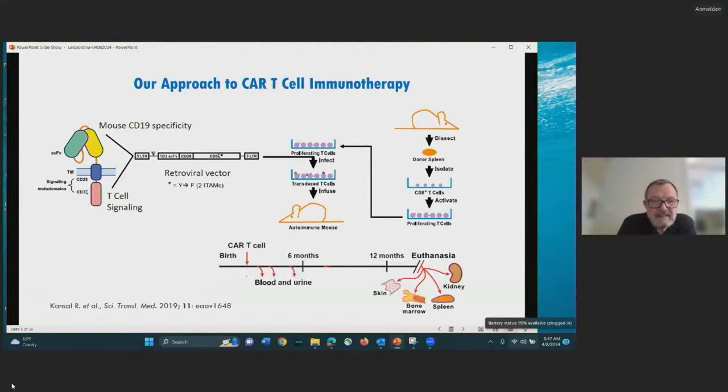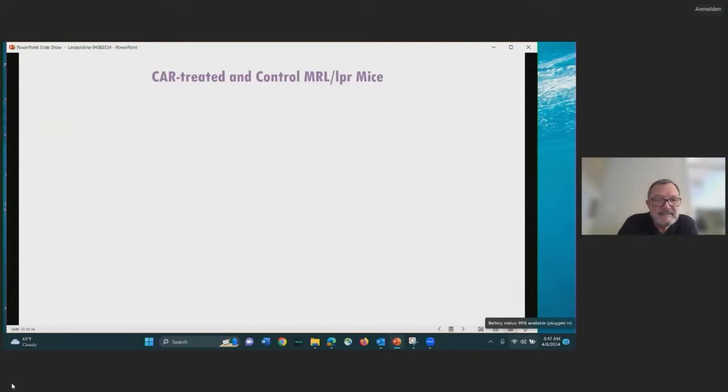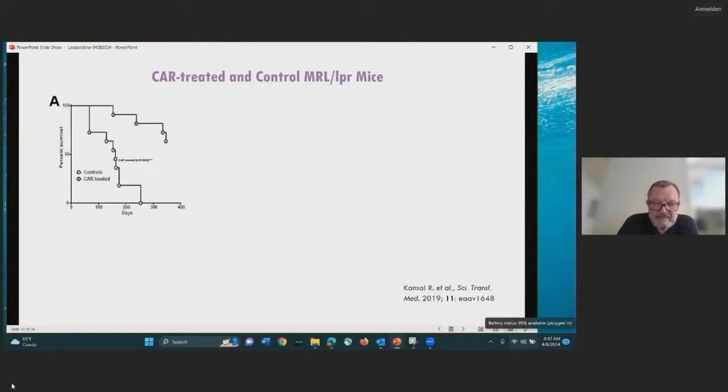Following this CAR T cell administration, we followed up these mice by collecting blood and urine at regular intervals, as well as, following euthanasia, examining several tissues from the treated mice. So as we already pointed out in the Kansal et al. study, one of the obvious effects of the treatment was that the life expectancy of these mice was increased. Here in blue, we show you the CAR-treated mice. In the tan color are controls that received only CD8 T cells that were mock transduced.